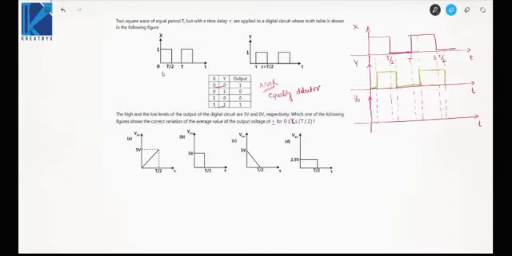Now 1, 0 it will be 0. If both are equal, it will be 1. 1, 0 it will be 0. 0, 0 it will again be 1. 1, 0 again 0. 1, 1 again 1. So this value is tau. So from tau up to T by 2 it is 1. And from T by 2 plus tau up to T it is again 1.